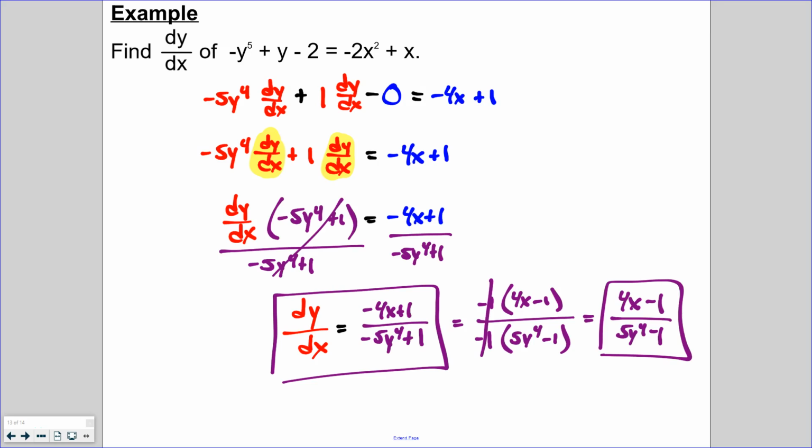All right, folks, and that is it. That is using implicit differentiation.